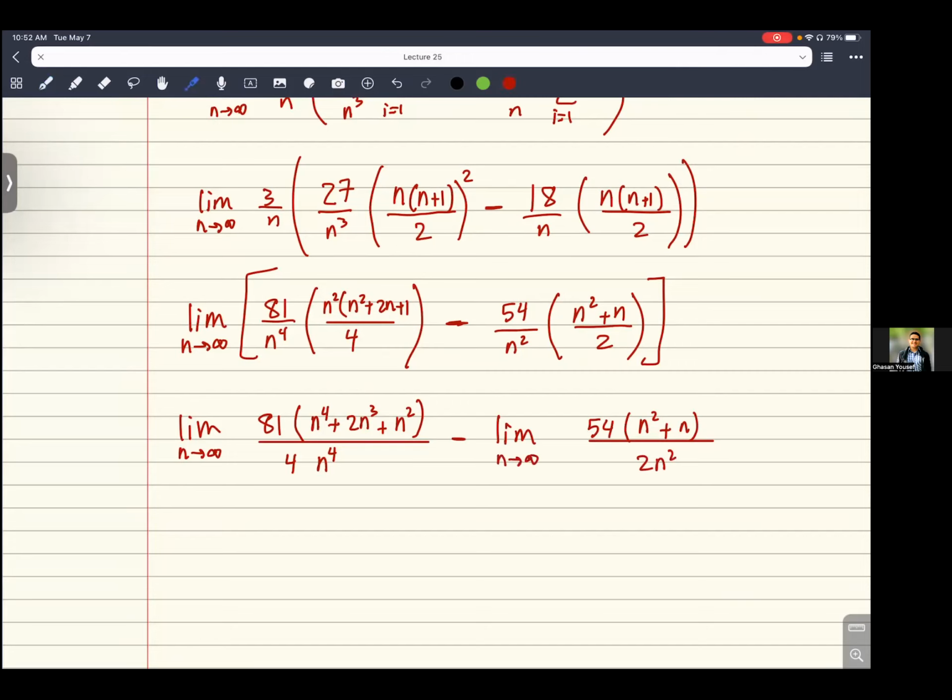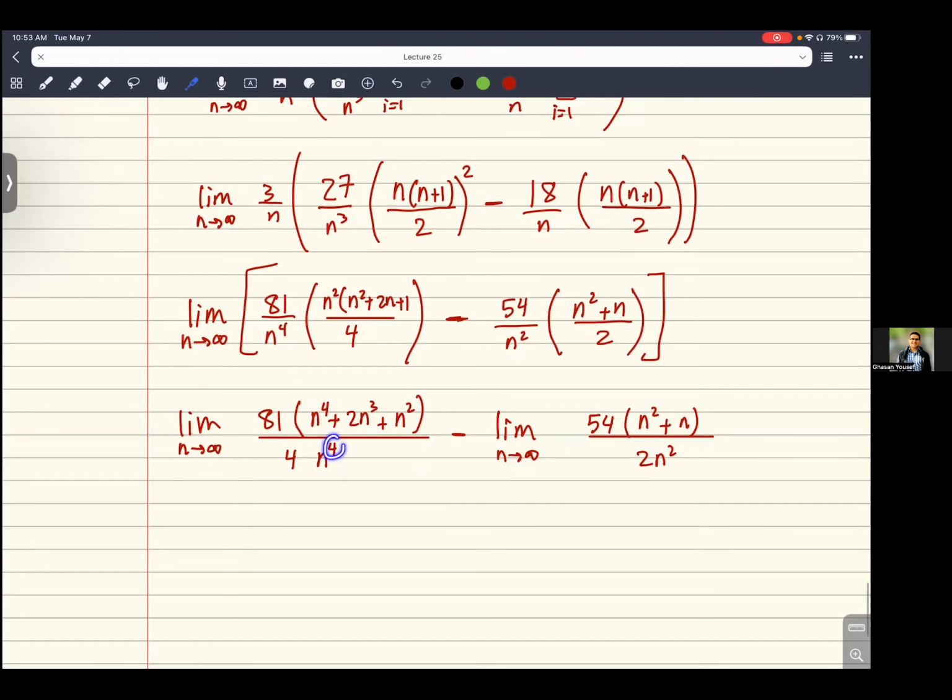Because the limit is asking about when n goes to infinity, as we learned before, first of all you have to check what's the highest power in the numerator and the highest power in the denominator. The highest power in the numerator is 4 and the highest power in the denominator is 4, so it would be the coefficients of the highest power.